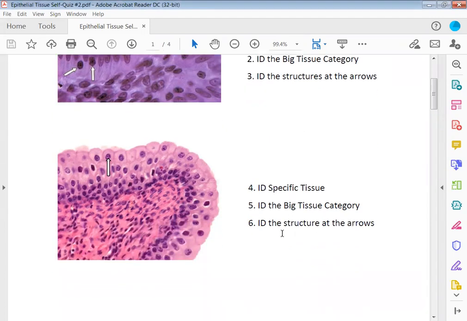In the next tissue, this specific tissue is your transitional epithelium, and you know it's transitional epithelium because of the scalloped edges of the cells. They're very puffy looking. So that puffy scalloped edge is going to clue you in that this is transitional epithelium.